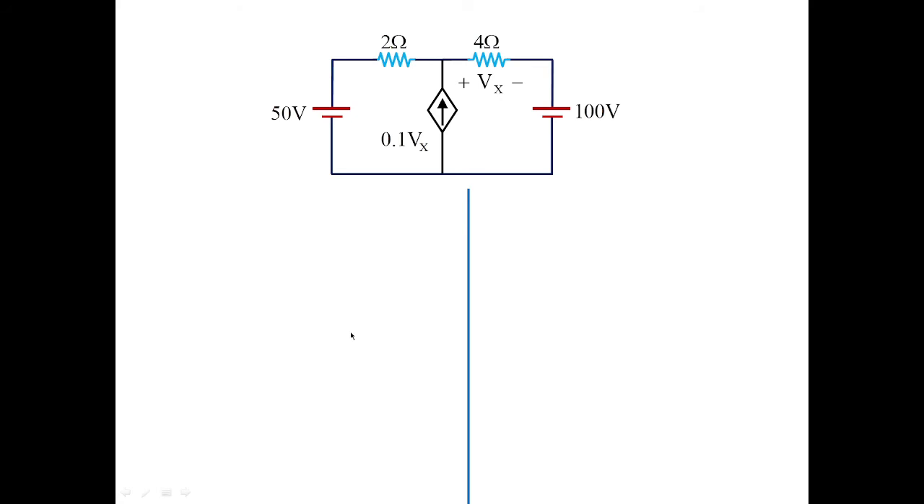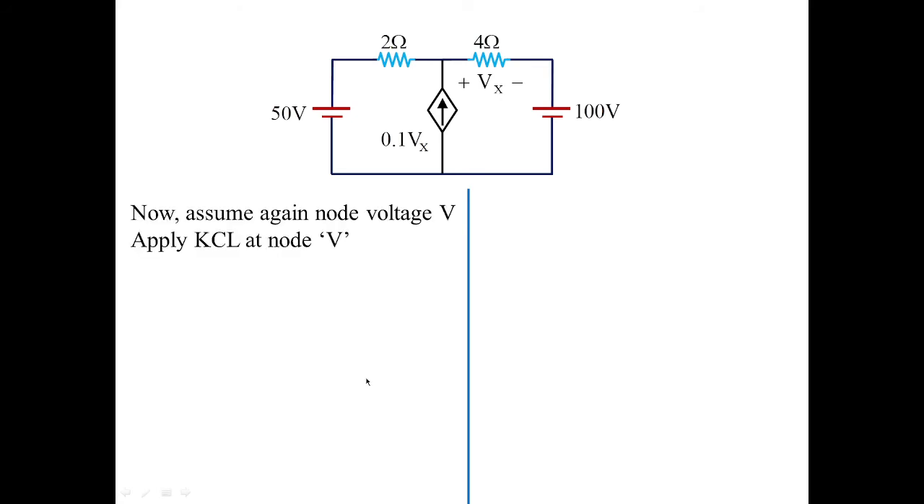How to cross check whether we have done right or wrong? For that, I am assuming a voltage V over this particular point and applying KCL at this particular node. So you can see V minus 50 by 2, okay, and the current it is coming towards V, so minus 0.1 Vx plus V minus 100 by 4 is equal to 0, satisfying Kirchhoff's current law.